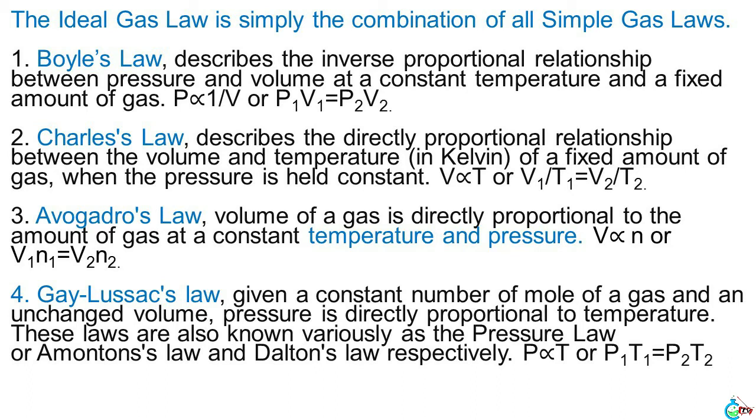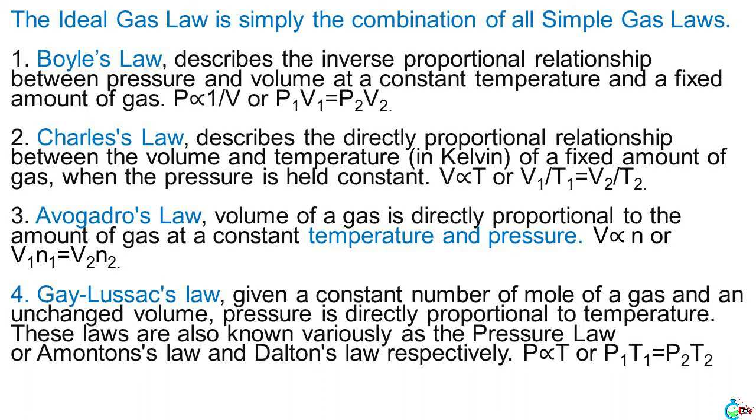1. Boyle's law describes the inverse proportional relationship between pressure and volume at a constant temperature and a fixed amount of gas. P is inversely proportional to V, or P1V1 equals P2V2.